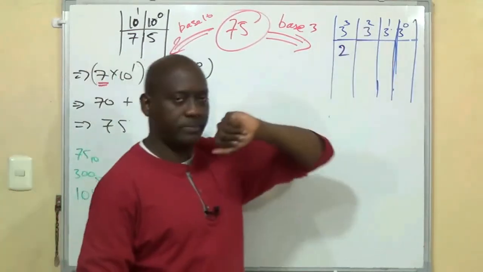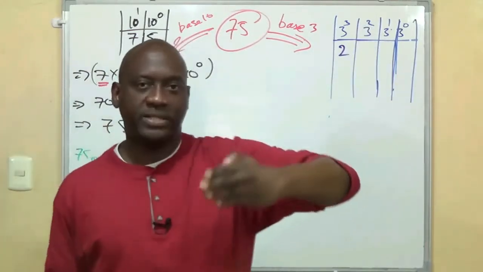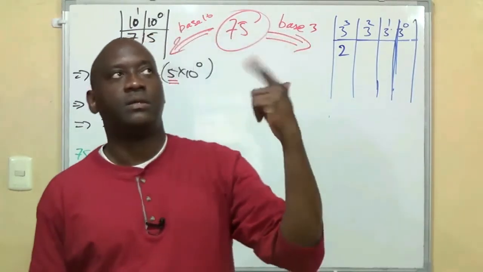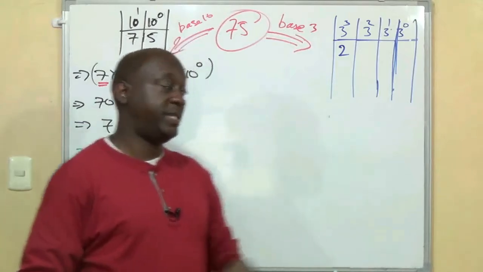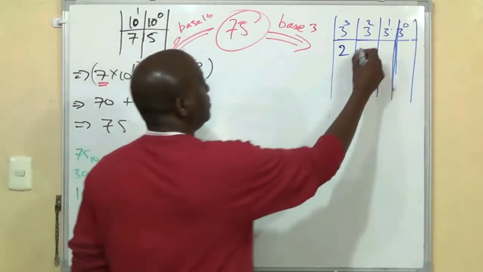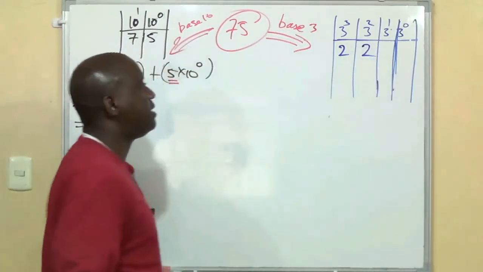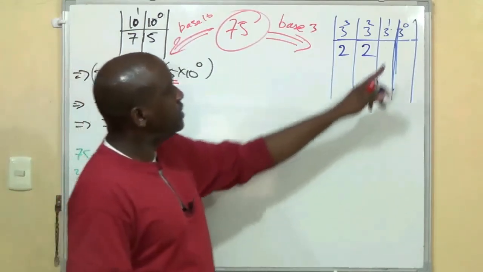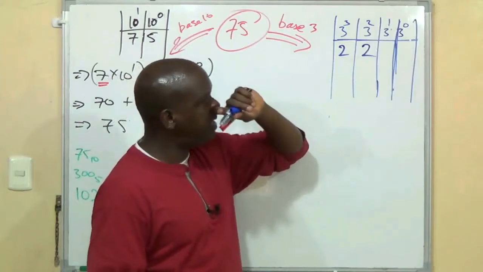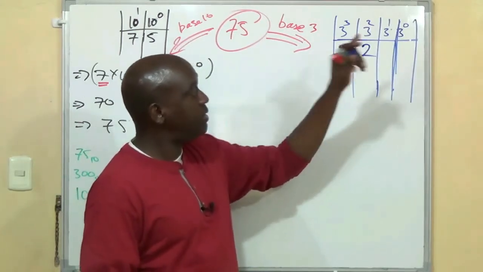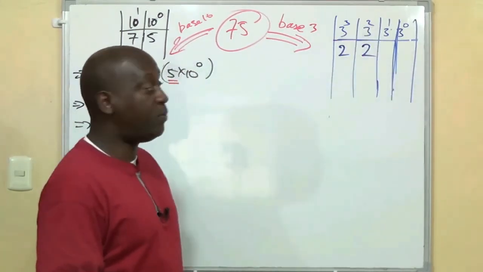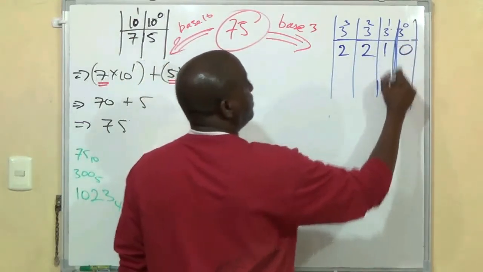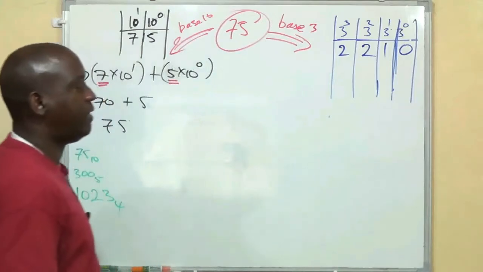3 squared is 9. So 21 divided by 9 is 2 remainder 3. 9 2s are 18. So 2 remainder 3. 3 to the power of 1 is 3. So 3 divided by 3 is 1. And then the remainder 0, 3 to the power of 0.